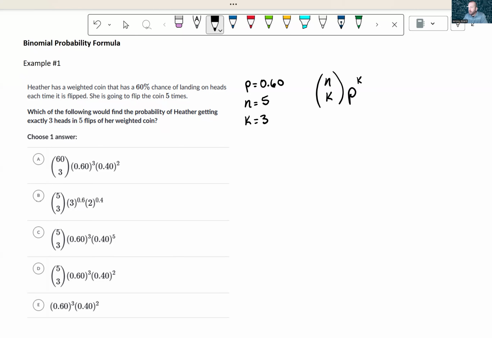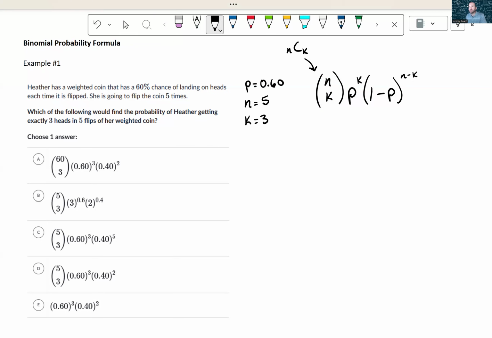Times p to the power of k times quantity 1 minus p to the power of n minus k. All right. Now this first part, n k, that's combinations. And we talked about combinations in an earlier unit. So n k would actually be n choose k. So that's the same thing. It's just different notation. So it's just another way to write combinations.